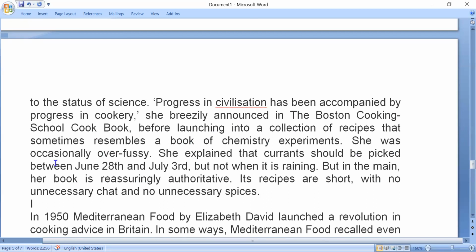She was occasionally overly fuzzy. She explained that currants should be picked between June 18th and July 3rd, but not when it's raining. But in the main, her book is reassuringly authoritative. Its recipes are short, with no unnecessary chat and no unnecessary spices.